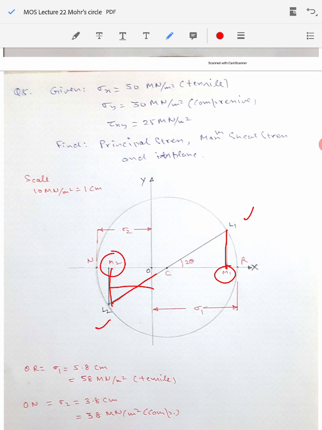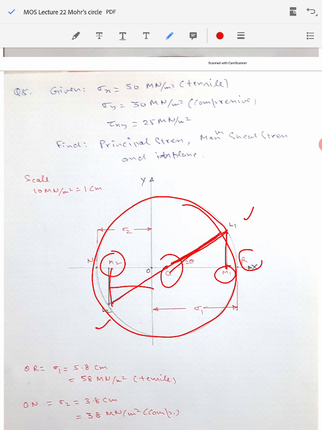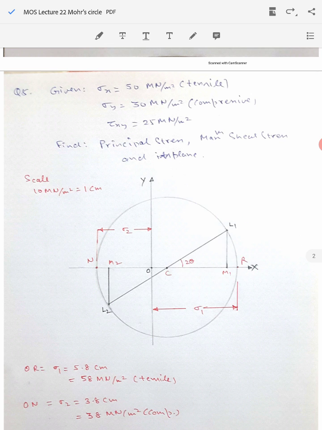We will simply join the points L1 and L2 by a straight line, and we will get the point C, where it will cut the horizontal axis or x-axis. Now using CL1 as radius, we will draw this circle here, which is shown here. This circle will cut at the point R and point N. So you can see from this figure, this circle is cutting at point R and N. We will measure the value of OR and ON.